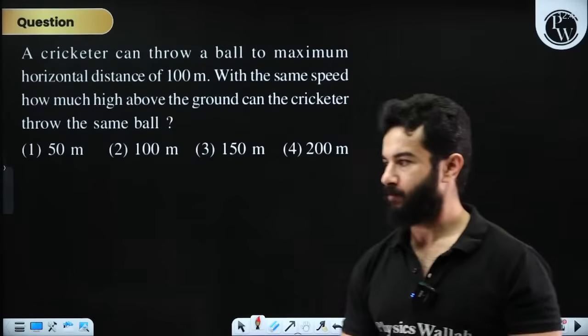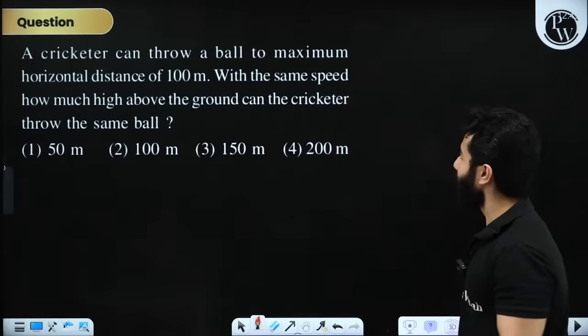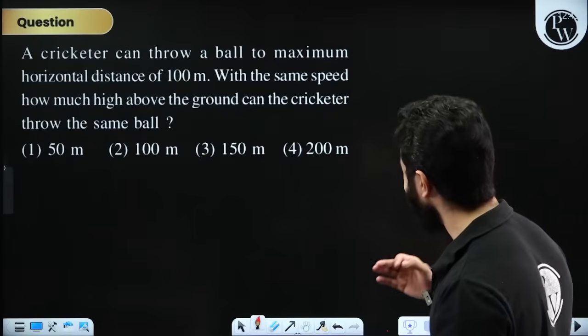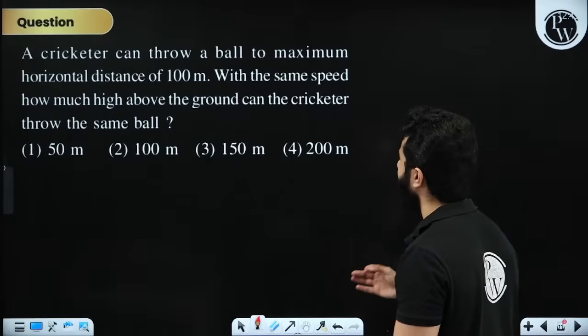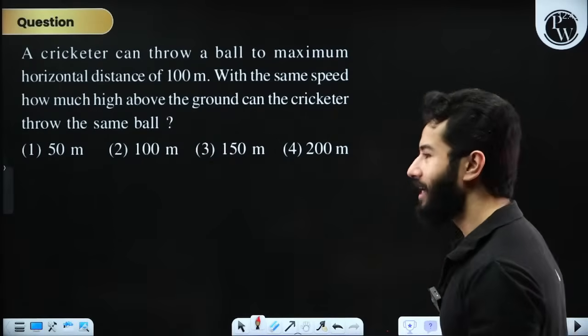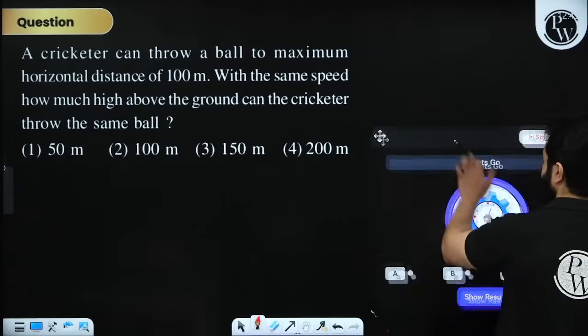Be quick. Sorted? Done. A cricketer can throw a ball to a maximum horizontal distance of 100 meters. With the same speed, how high above the ground can the cricketer throw the same ball? Alright, so this is not that difficult. Hopefully every one of you can do this. 60 seconds is your time.